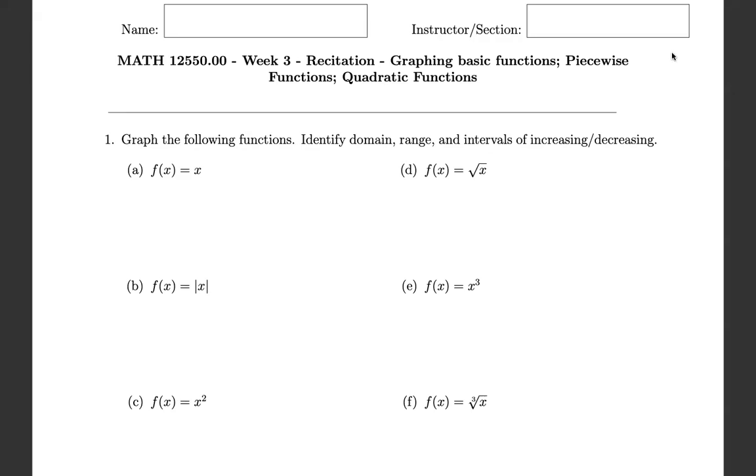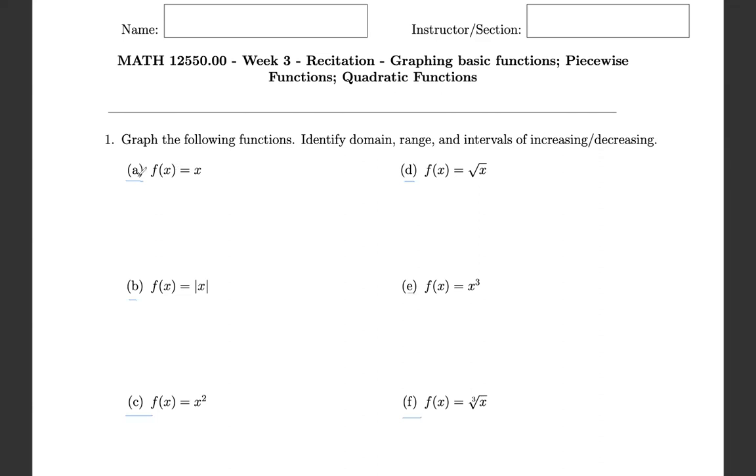As I promised, I will work this week 3 recitation work. Let's see the first question. So we want to graph those functions. And each one of these will be a reference graph for later on. Later on, we'll see the similar graphs are transformations of those basic graphs.